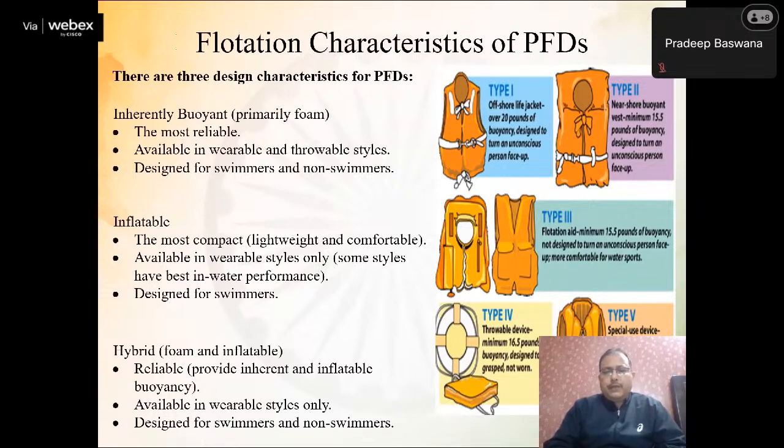Talking about the type, there are 5 types of PFDs. First is offshore life jacket, over 20 pounds buoyancy, designed to turn an unconscious person face up. Type 2, near-shore buoyant vest, a minimum 15.5 pounds of buoyancy, designed to turn some unconscious persons face up. Type 3, flotation aid, a minimum 15.5 pounds of buoyancy, not designed to turn an unconscious person face up, more comfortable for water sports. Type 4, throwable device, minimum 16.5 pounds of buoyancy, designed to be grasped, not worn. And type 5, special use device, must be used in accordance with any requirements on the approval label.